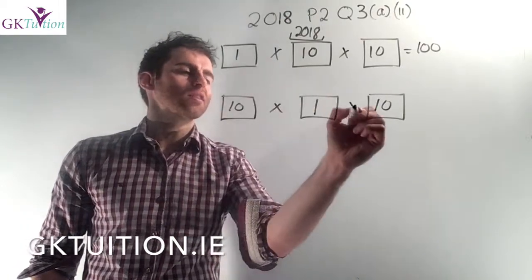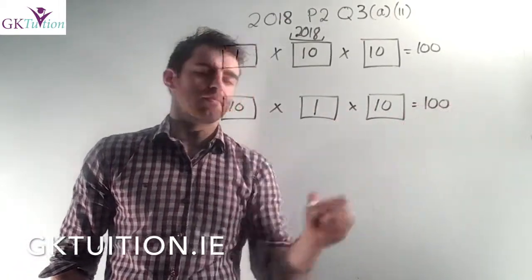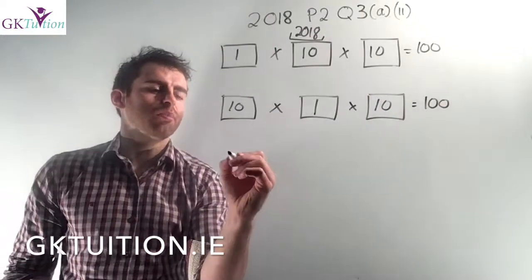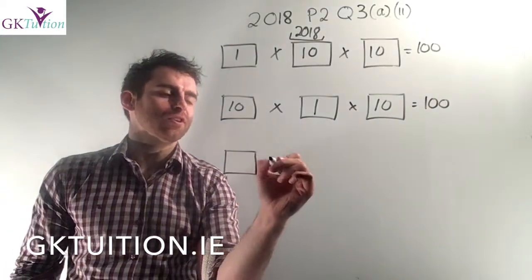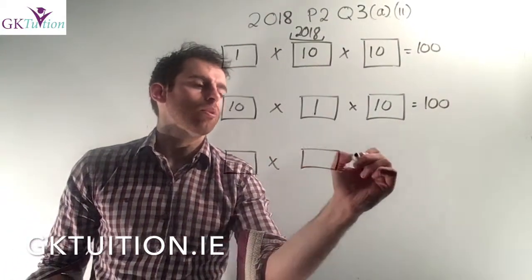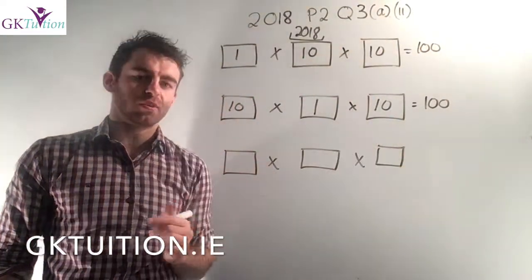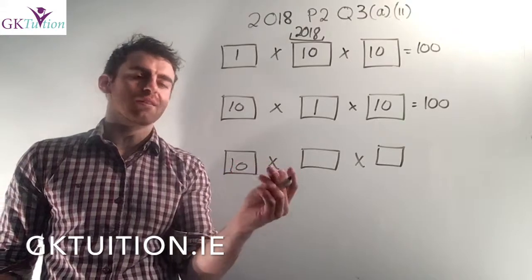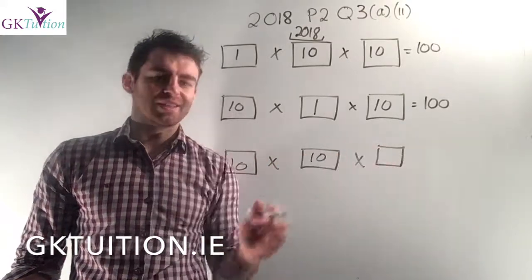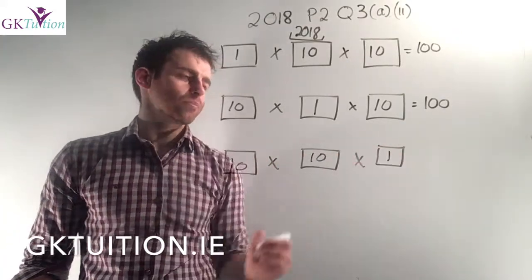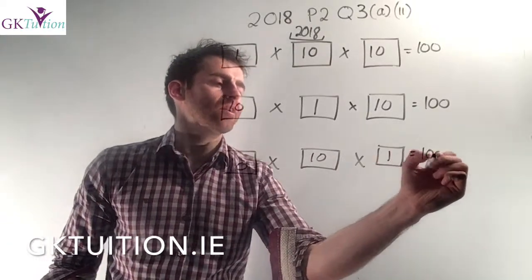And the number of possibilities there is 100 again. And obviously now the third possibility is that the first 2 digits are just random, but the last 4 digits are 2018. So this could be anything. This could be anything, but this has to be 2018. And the number of possibilities there is 100.